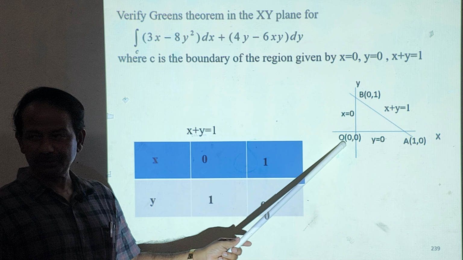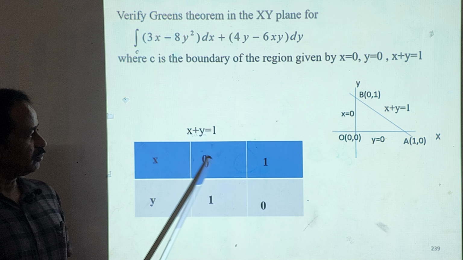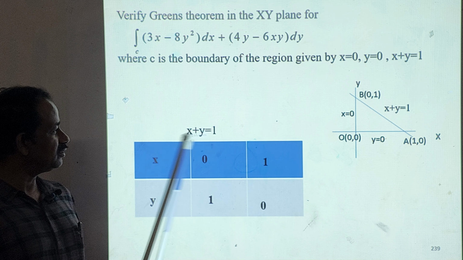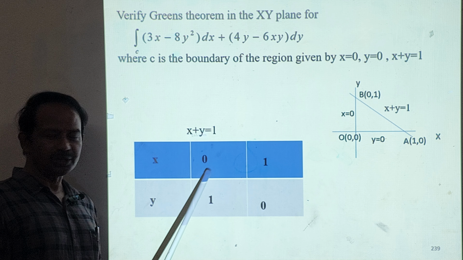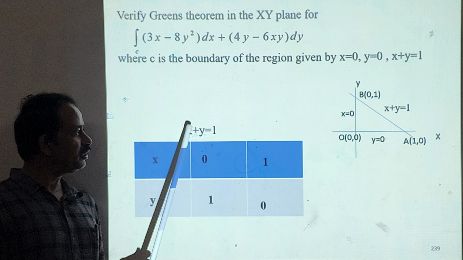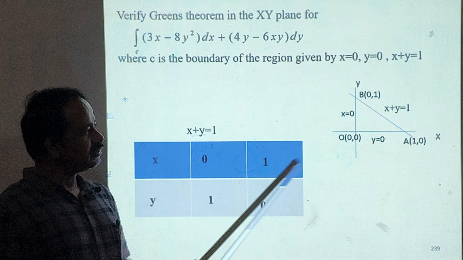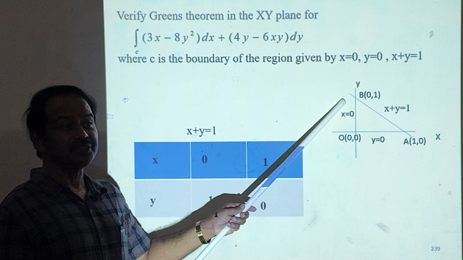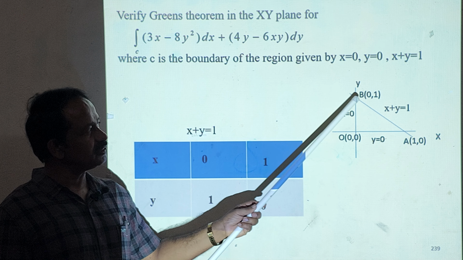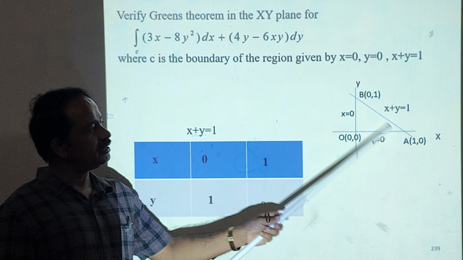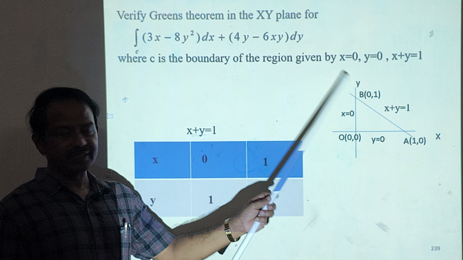See, origin is 0, 0. So when x plus y equal to 1, when x equal to 0, you have y equal to 1. When x equal to 1, you have y equal to 0. Correct? You substitute here. When y equal to 1, we have x equal to 0. So according to this, we will have 1, 0, and this must be 0, 1. Is it okay? And we have the figure x plus y equal to 1. The equation of line has been drawn here.